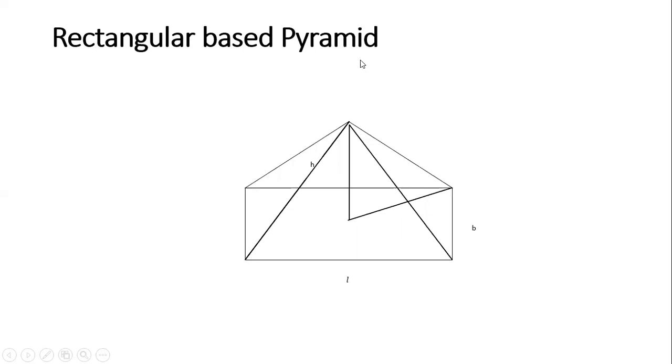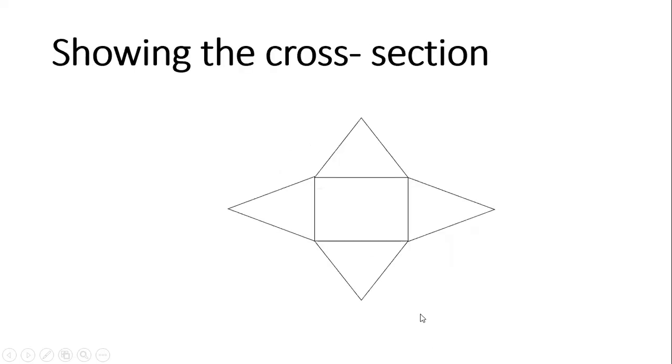Now we have again the rectangular base. Can you see you have the length, breadth, and its perpendicular height? We also have a triangular base, but we don't have that here. But now I want to talk about the cross section and surface area of a pyramid. Look at it, a pyramid, just like your Maggi star. If you're familiar with those Maggi cubes, this is what you see.